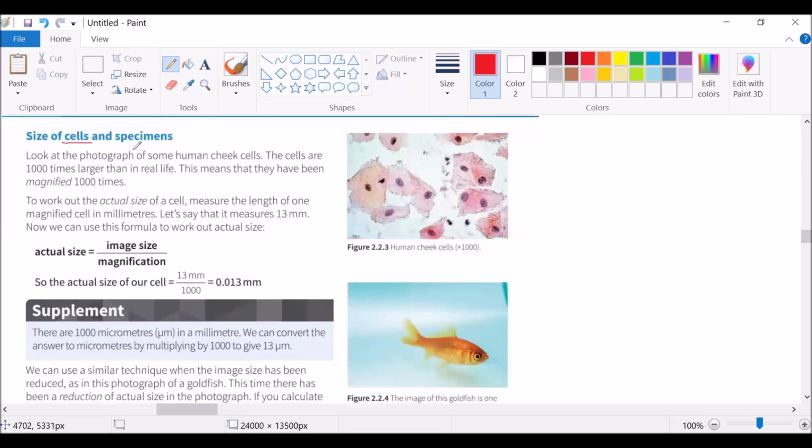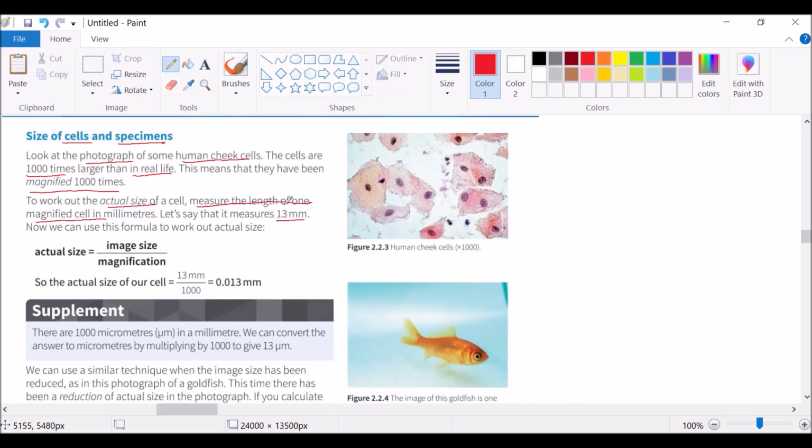Size of cells and specimens. Look at the photograph of some human cheek cells. These are human cheek cells. The cells are 1,000 times larger than in real life. This means that they have been magnified 1,000 times. To work out the actual size of a cell, measure the length of one of the magnified cells in millimeters. Let's say that it measures 13 millimeters.